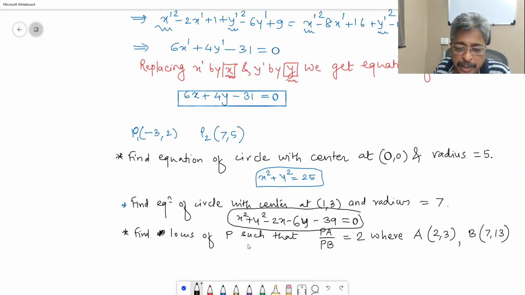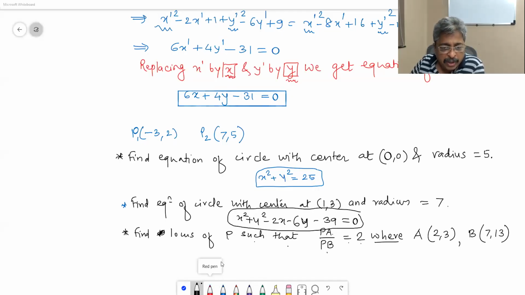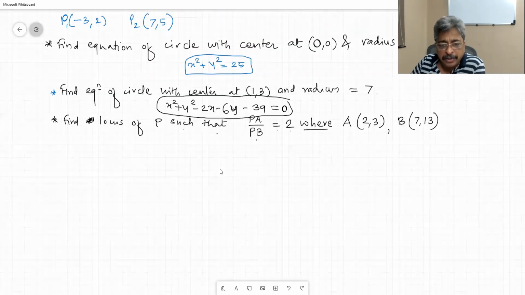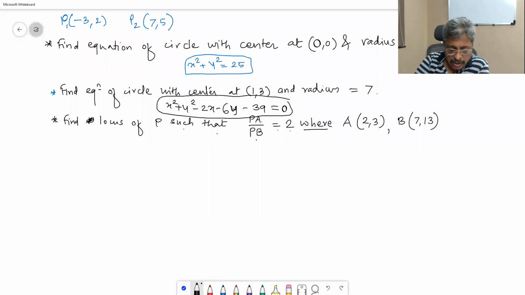Now next problem is find the locus of point P such that PA upon PB is equal to 2, where A is 2, 3, B is 7, 13. Let us solve this problem quickly. I am not writing all the steps but showing you how to go about it. Easy because the required tools are developed now. Distance between 2 points is known to us.